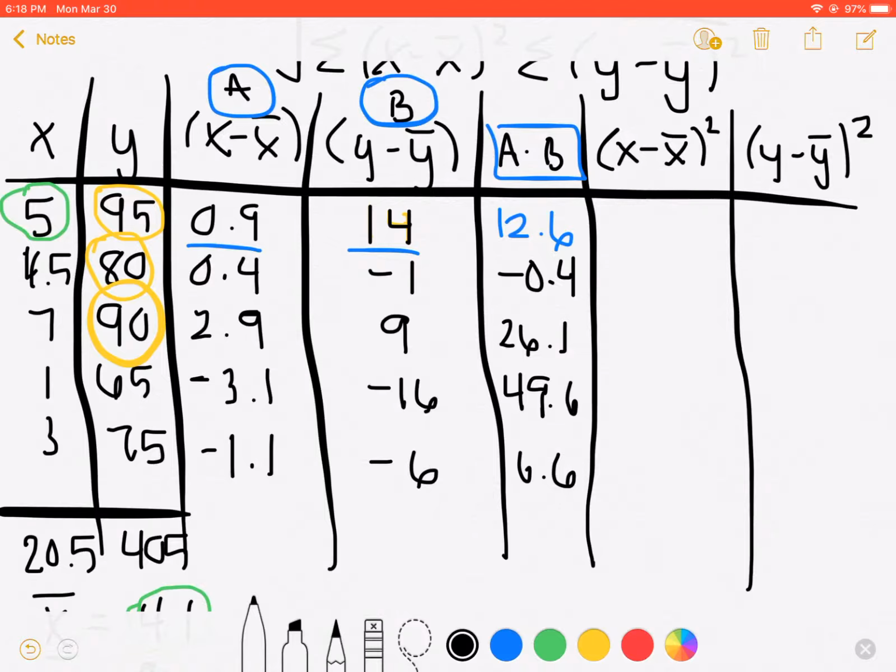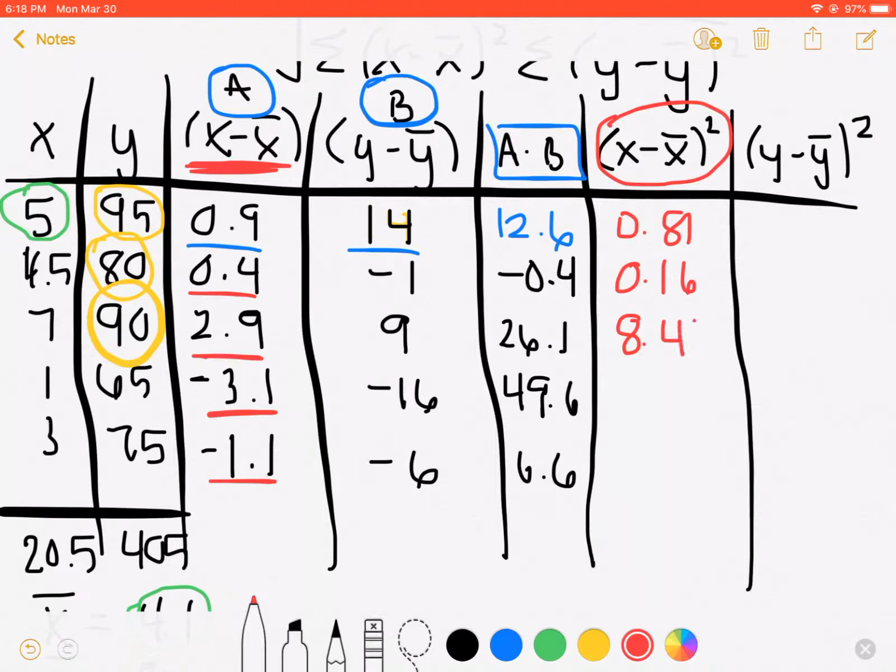Now I'm going to take my column A. So we're going to take this column right here, and we need to square it. So 0.9 squared is 0.81. 0.4 squared is 0.16. And then I keep doing it for all of these. And I get 8.41 when I square 2.9. And then I get 9.61. And then I get 1.21.